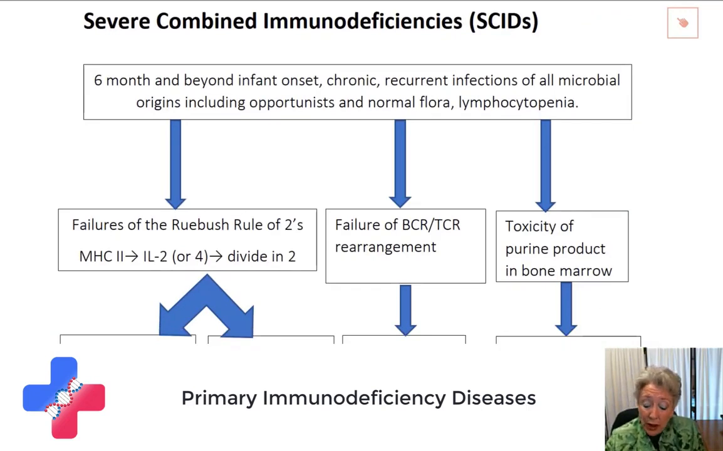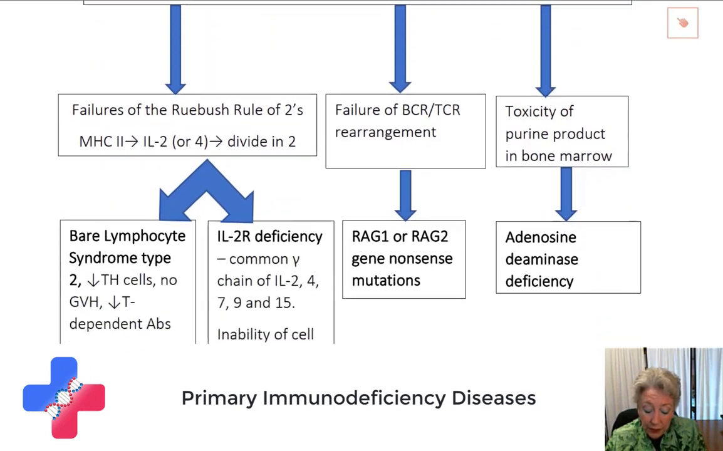Now, the severe combined immunodeficiencies, of course, are the most severe and debilitating of the primary immunodeficiencies. And so again, it's going to be that age group once the maternal antibody is gone, and the child is going to have recurrent chronic infections of all types of microbes, all locations, normal flora, and a deficiency of numbers of lymphocytes. So a pretty global problem with the lymphocytes.